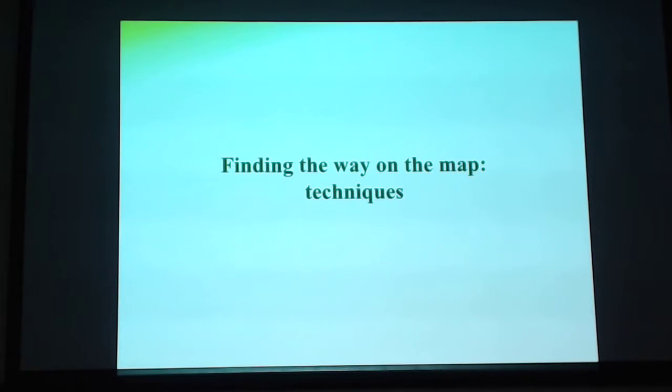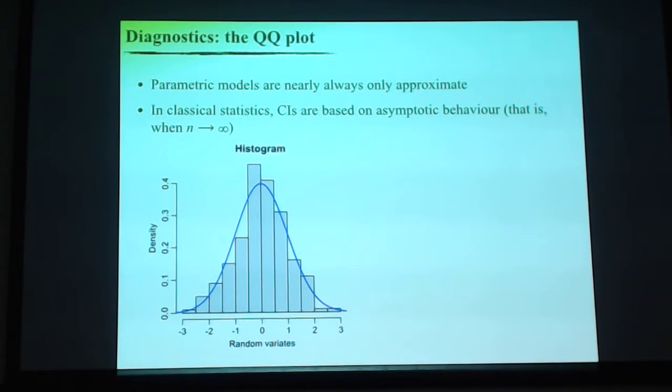Okay, so let's see some techniques of what to do. Here is simulated data, and here is what is usually seen in papers, a histogram, and overplotted an approximate normal distribution. So is it normal or not? What would you say? Yes?